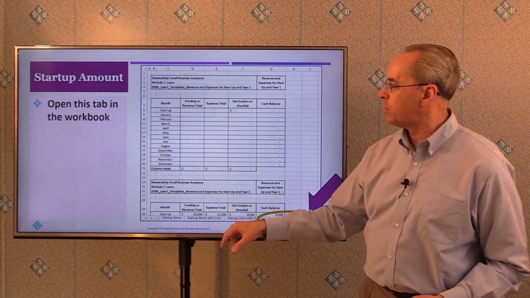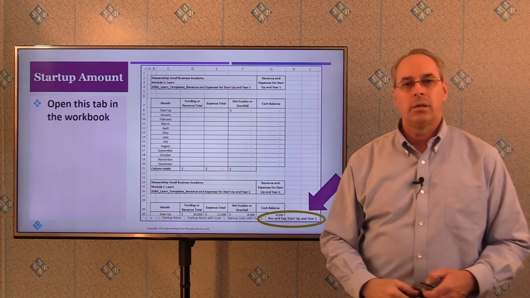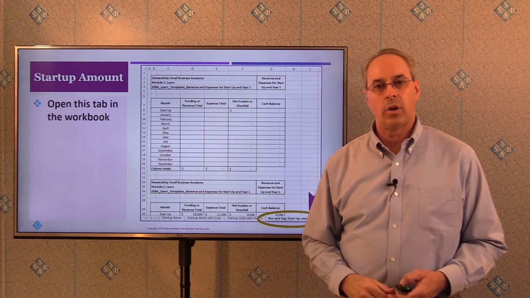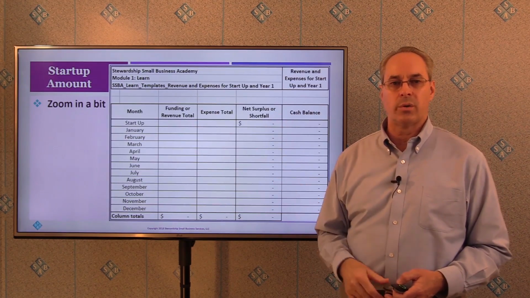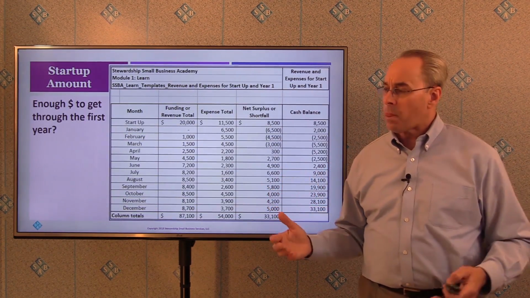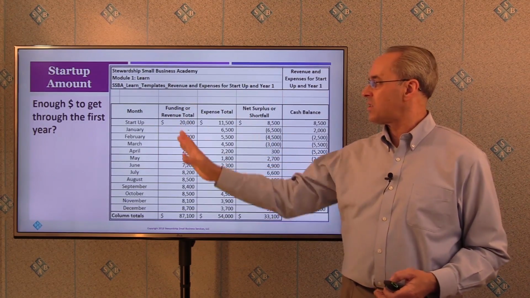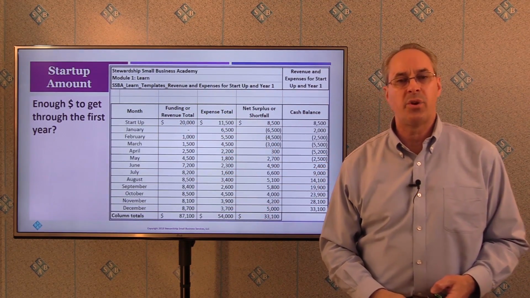Here are the tabs you were using before. If you click on this tab, you're going to see this template for you to fill in some information. Here's a little bit of a zoom in on it so it's a little bit more clear for us while we're talking about this. So let's figure out if this business has enough money to get through year one.